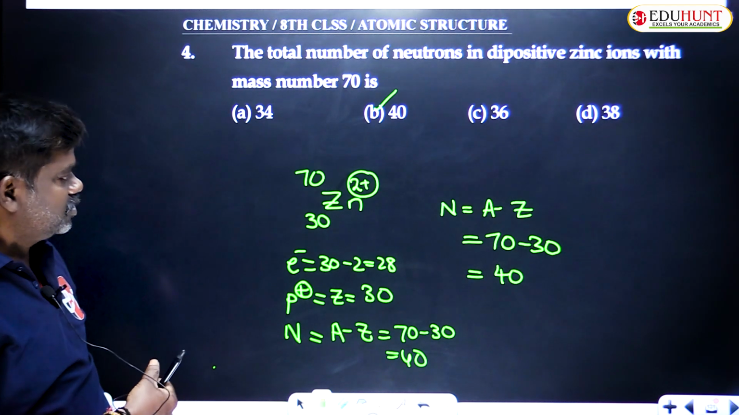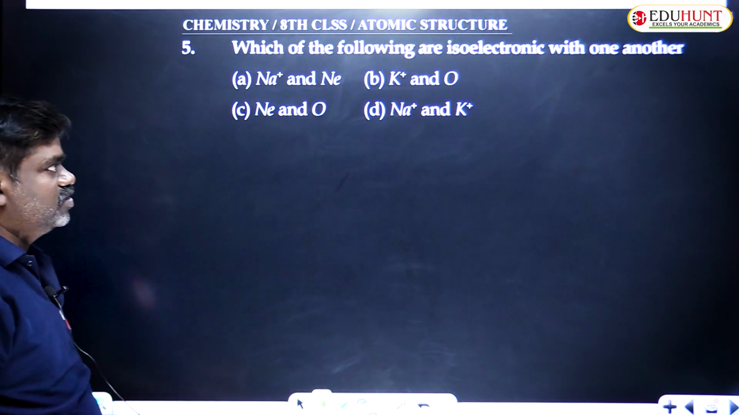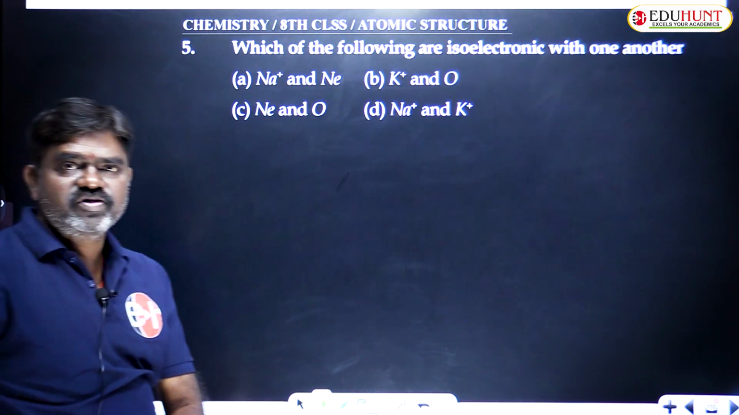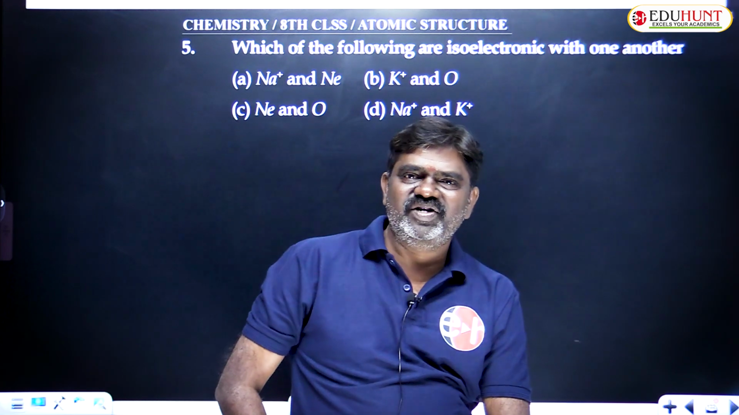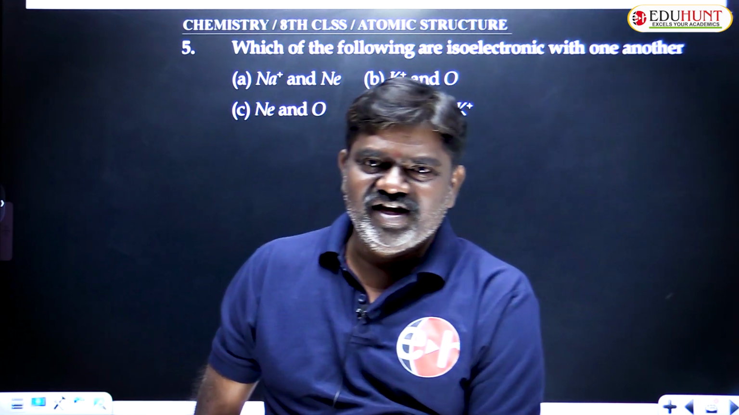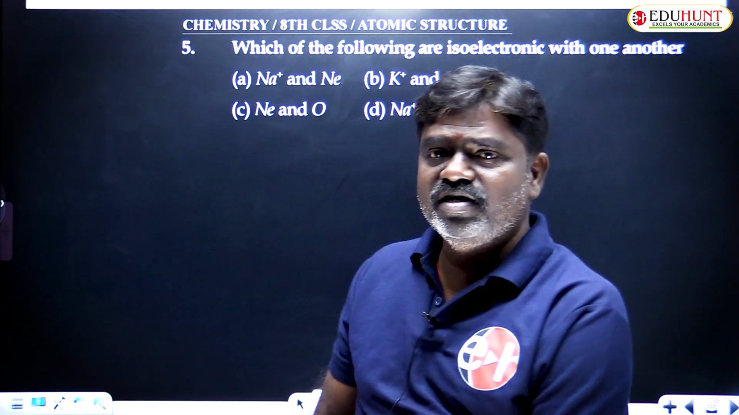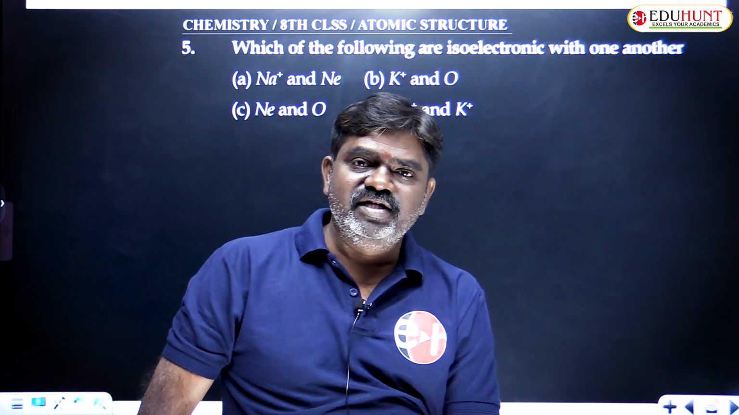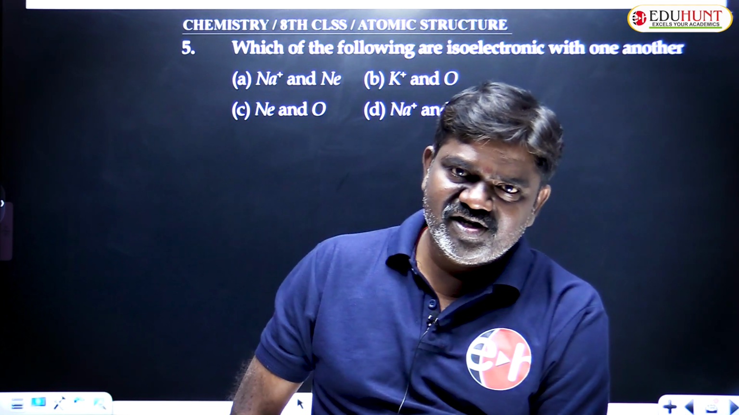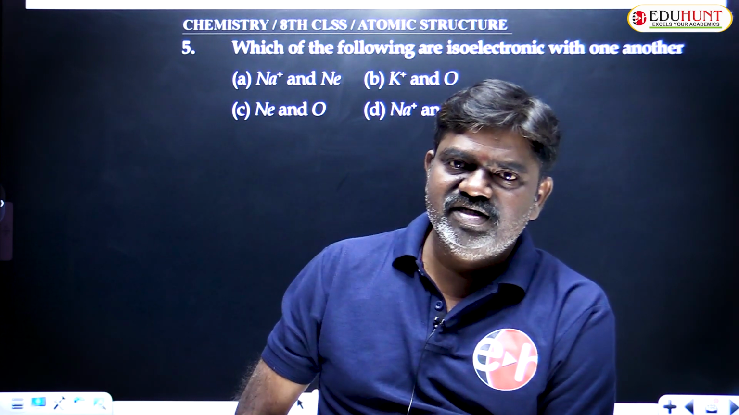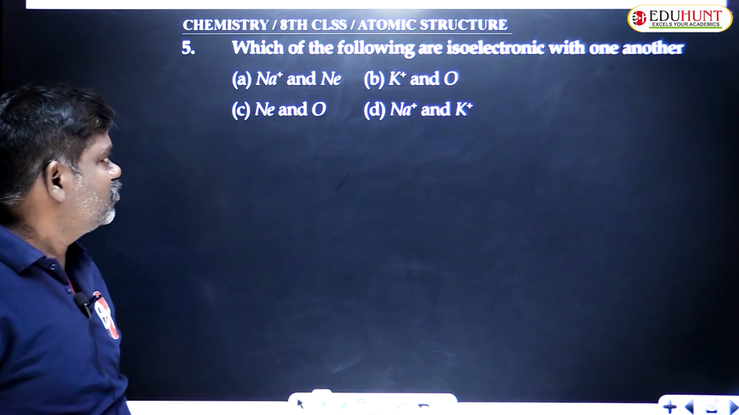This is completed, and another question is: which of the following are isoelectronic with one another? What are isoelectronics? The ions or elements which have the same number of electrons are known as isoelectronics.